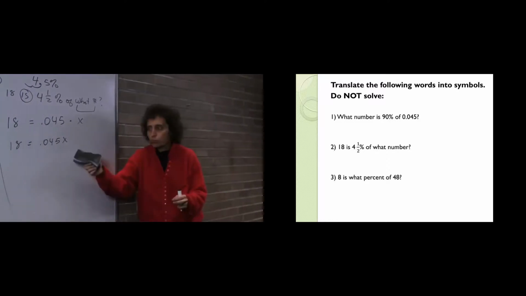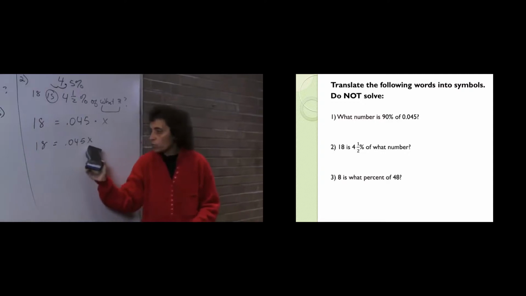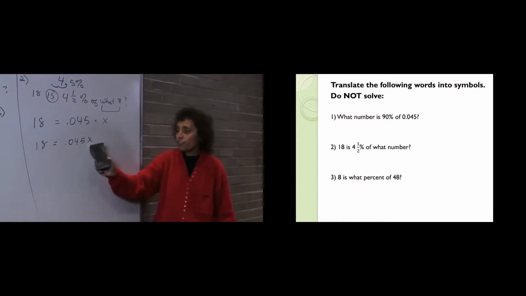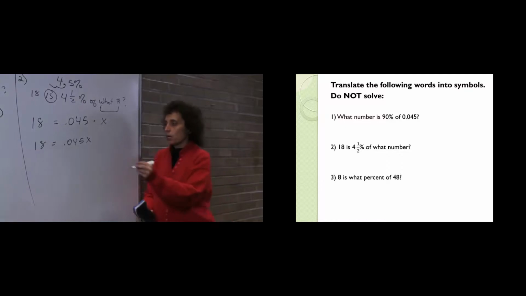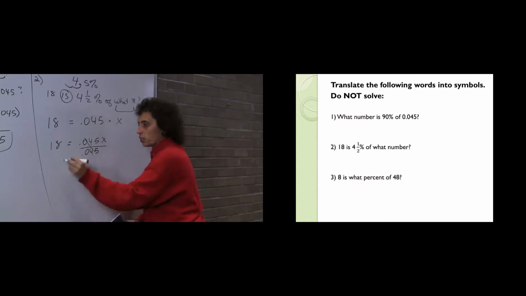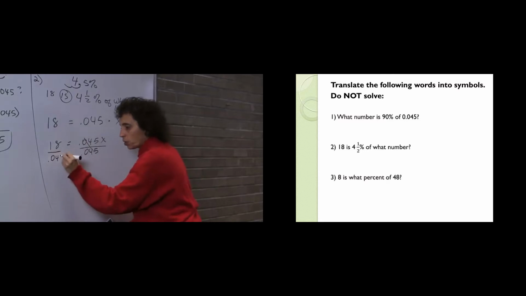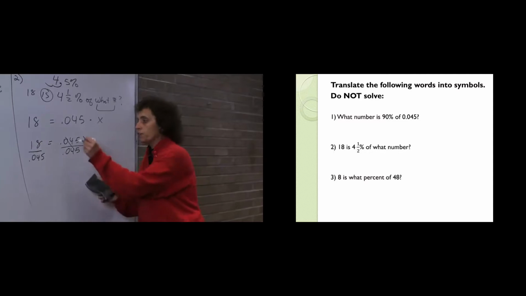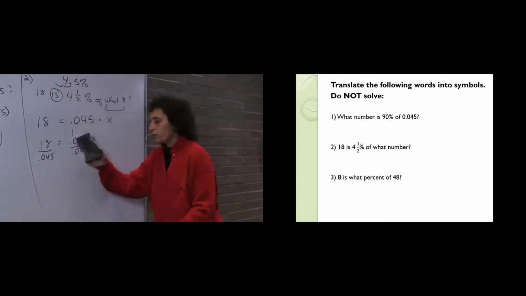To solve this problem, all the variables are on one side, all the numbers are on the other, so we're not moving anybody, but I need the coefficient of x to be 1. So I'm going to divide both sides by 0.045, and this is 1, right? Because you're dividing this by itself.